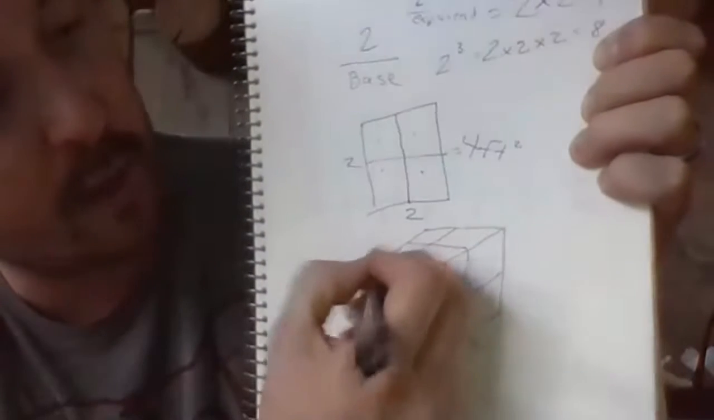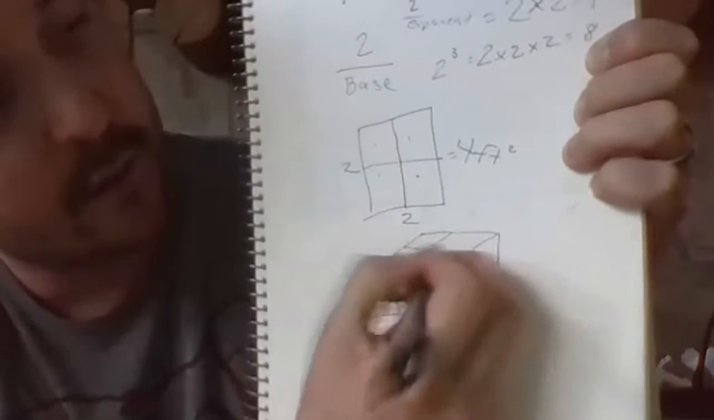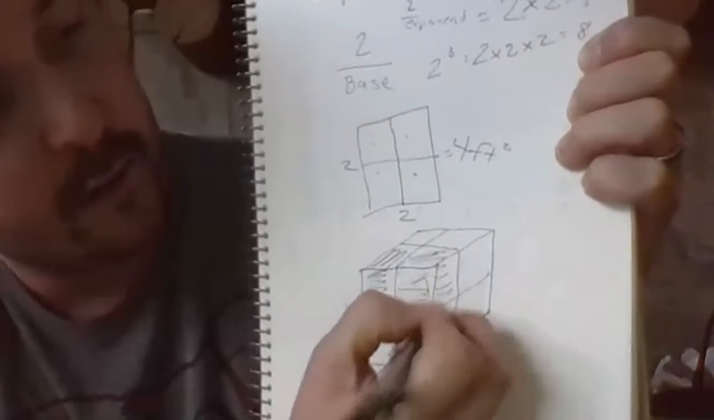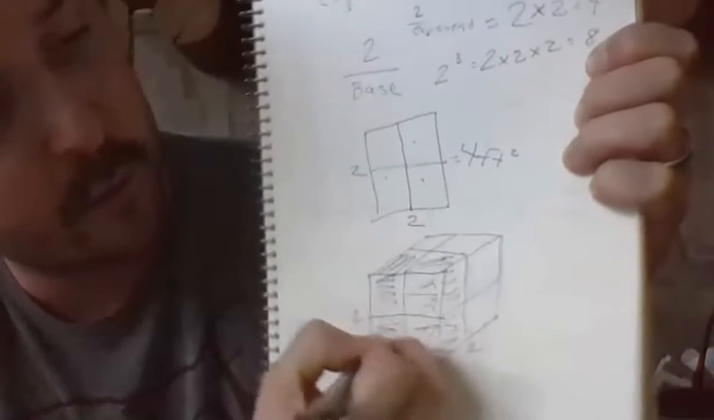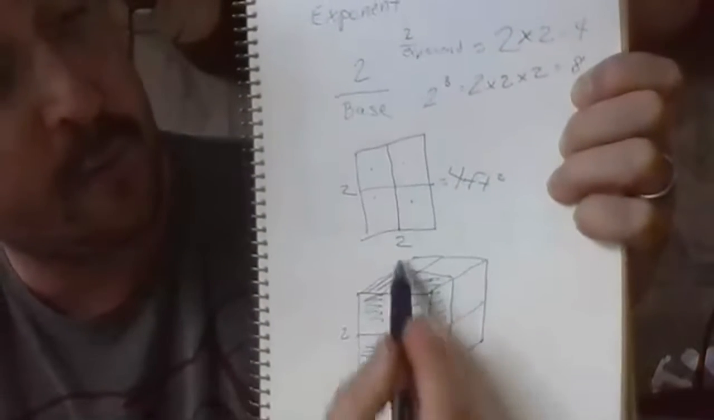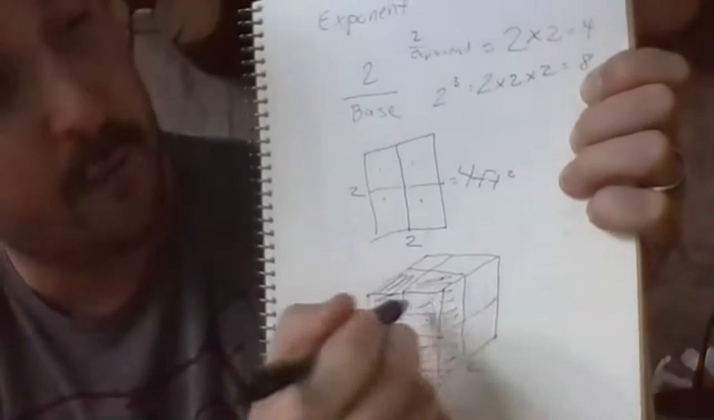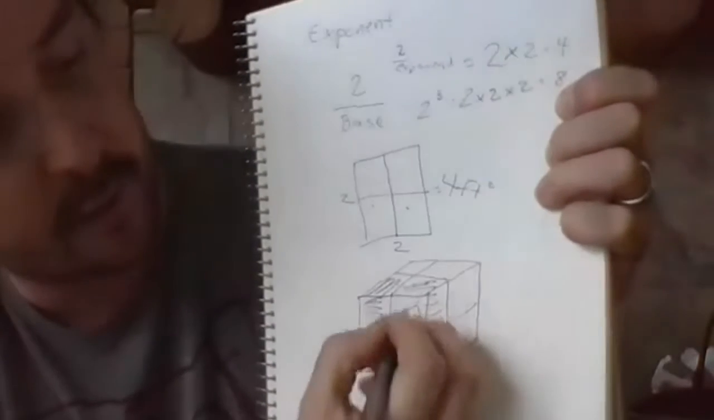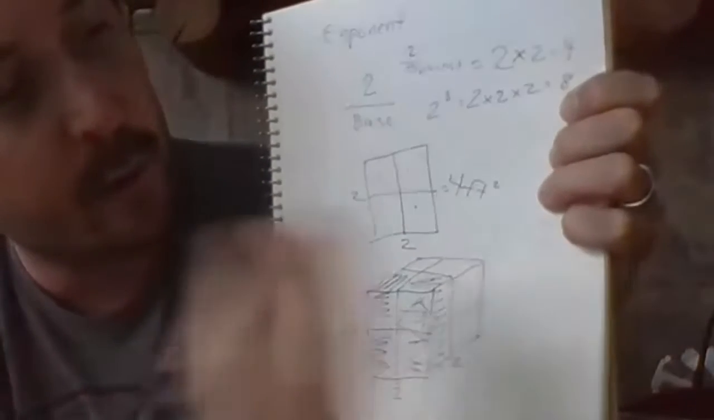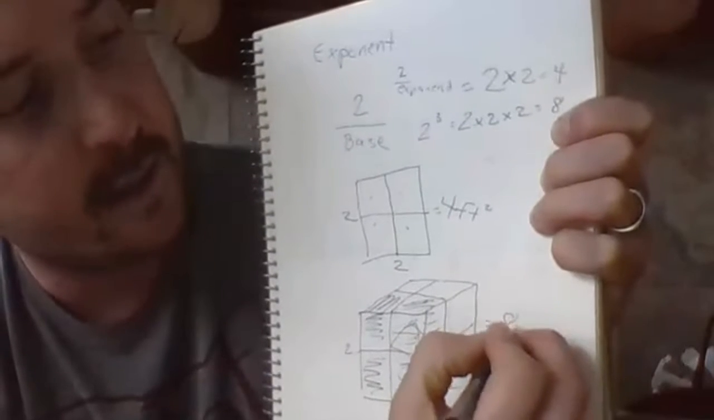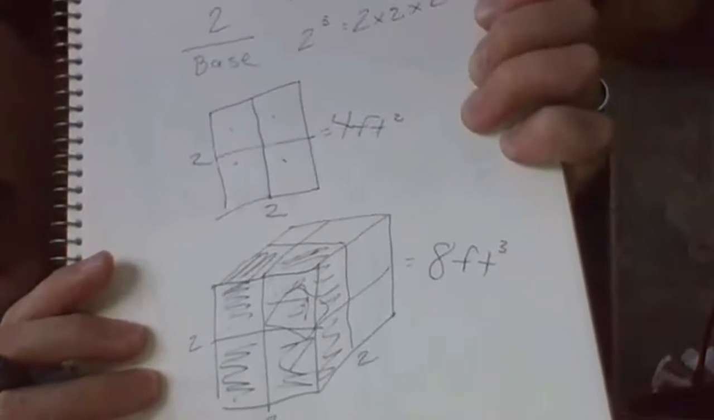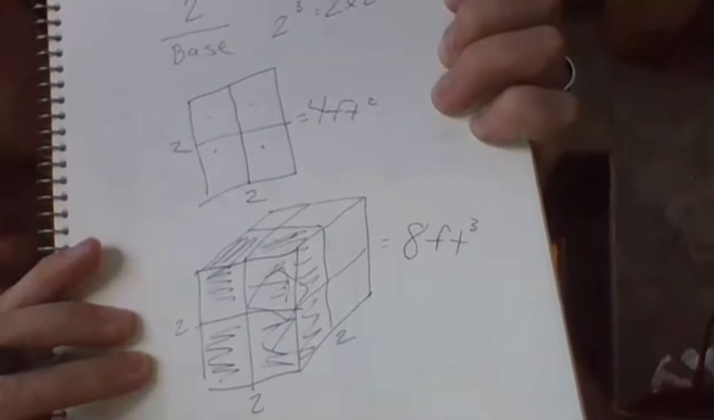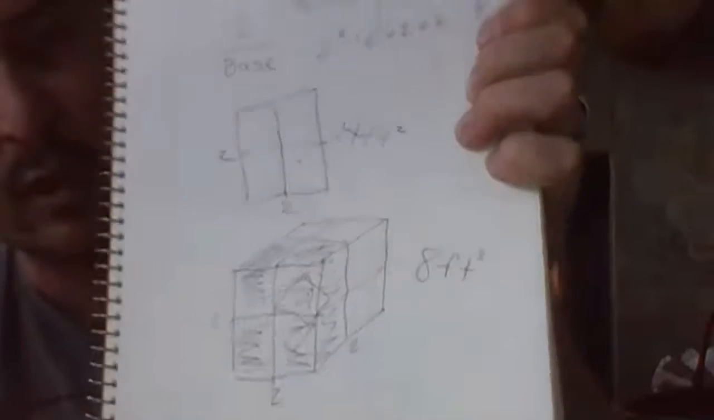Well, we'd have 1 square here, 2 squares here, 3 squares here, 4 squares here, and then we'd also have 1, 2, 3, 4 on the back side as well. Or actually the fourth one is here hidden, but we would have 8 cubic feet, or 8 feet to the third power. That means there's 3 dimensions. It means it's a 3D object.